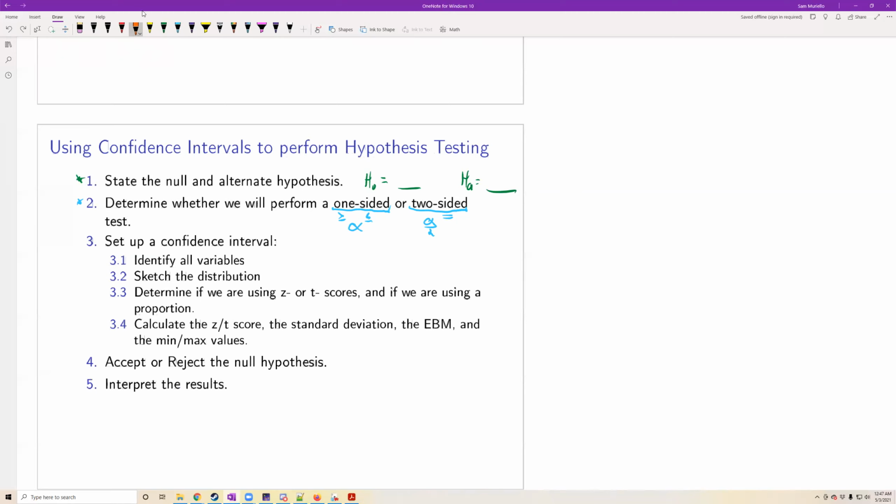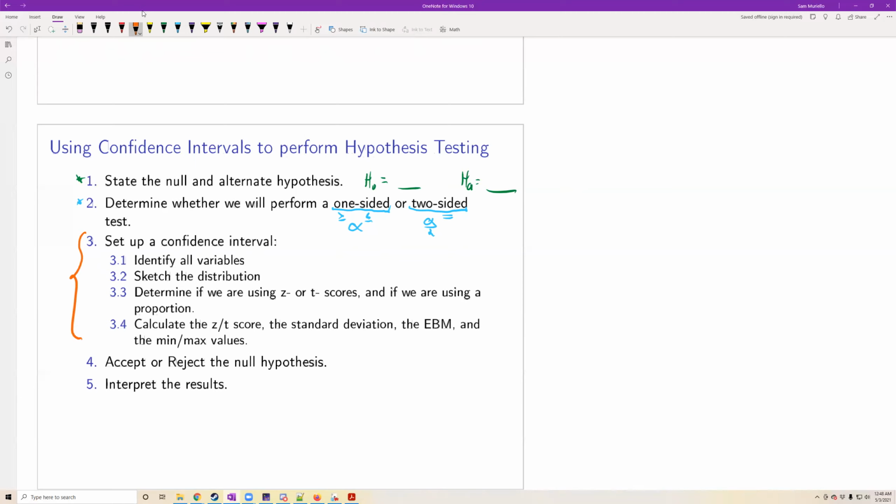Step 3, absolutely nothing new. It's exactly what we've been doing up until this point. Write down the variables, sketch the distribution, determine whether we're using our Z or our T scores, whether we're doing a proportion, and then do all our calculations using Google Sheets. We'll get a Z or T score, standard deviation of X bar, we'll get an EBM, and then we'll get a max and a min value.